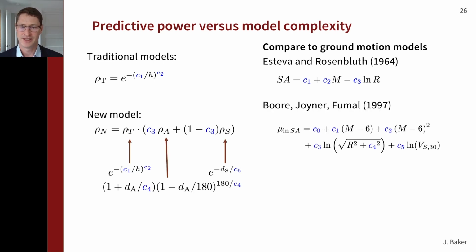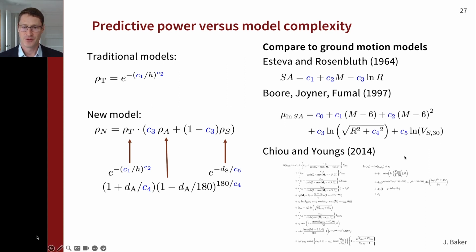As data got better, we moved into a more refined era. Take, for example, one of Bill Joyner's models with his colleagues Dave Boore and Fumal in the 1990s. They added VS30 as a predictor parameter. There is also a rupture mechanism predictor that's influencing the C0 coefficient. We've got extra coefficients, extra predictor parameters, reflecting our better understanding of these ground motion processes and the variables that influence them.